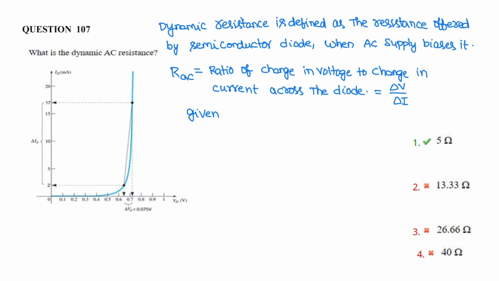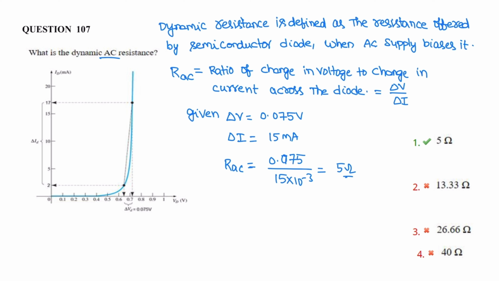Given delta V, the change in voltage, is 0.075 volts, and the change in current delta I is 17 minus 2, that is 15 milliamperes. Dynamic AC resistance R_AC is equal to delta V by delta I, that is 0.075 by 15 into 10 power minus 3. So its value is 5 ohms. The correct option is 5 ohms.